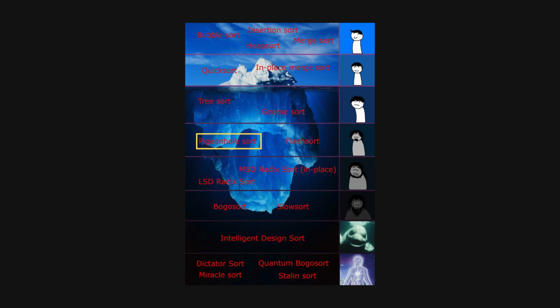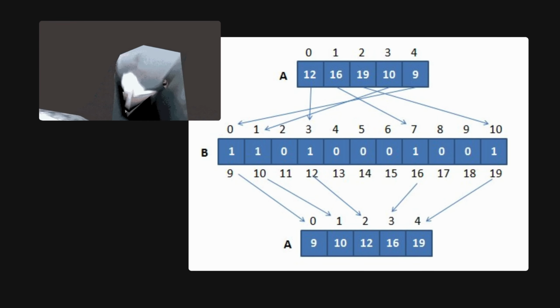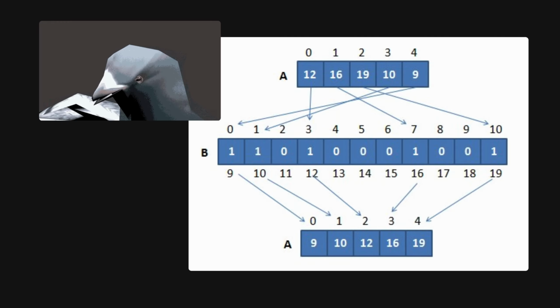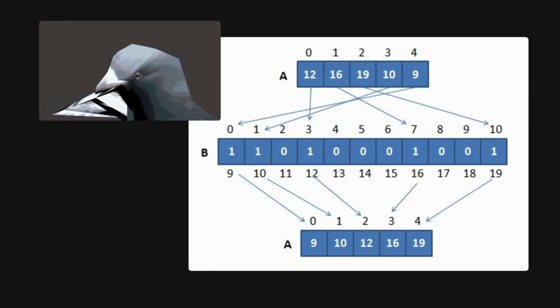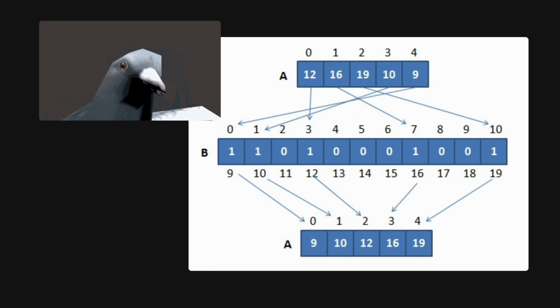Pigeonhole sort only works if the list elements fit within a specific range, like sorting people by height when you know everyone's between 5 and 7 feet tall. It creates pigeonholes or buckets for each value, then puts the elements in their correct holes. Not very versatile, but extremely fast when it works.